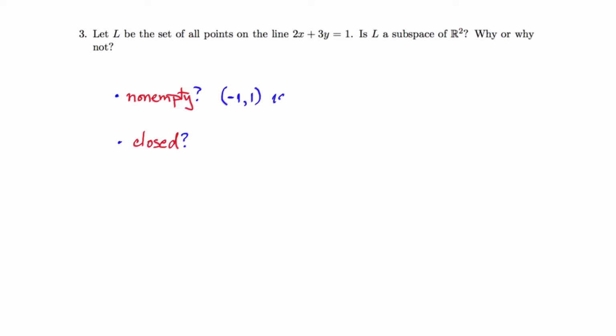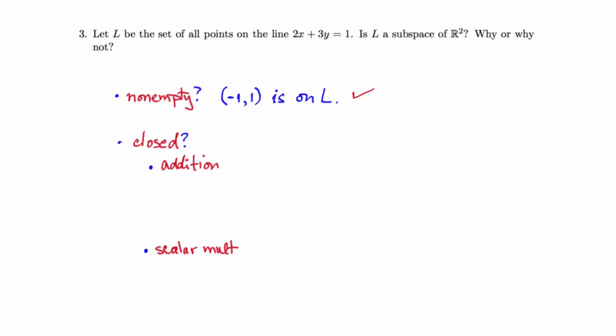So I'm choosing the point -1, 1, and if I plug it into 2x plus 3y equals 1, it does satisfy that equation. So it's definitely on the line, so the set is non-empty. Now closure, there's two operations we need to check. We need to check the vector addition operation in R2 and the scalar multiplication operation.